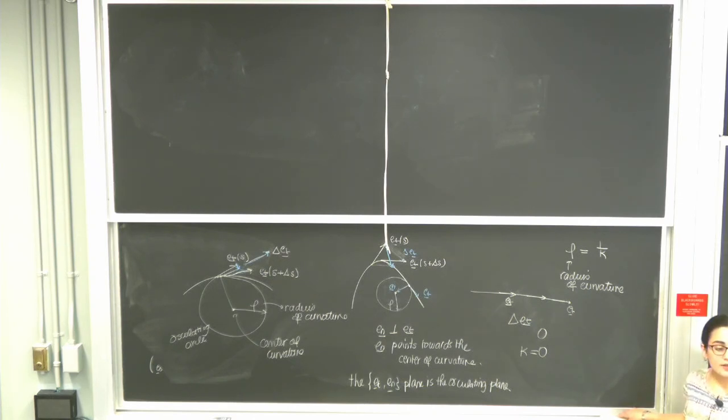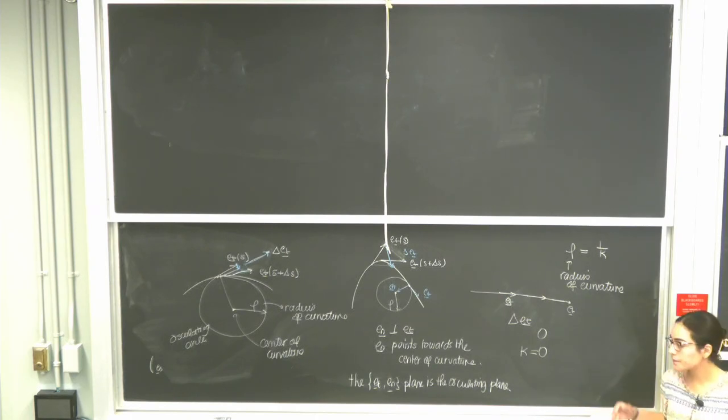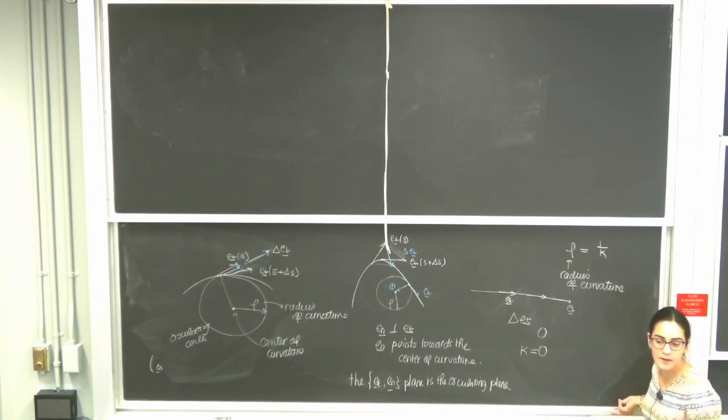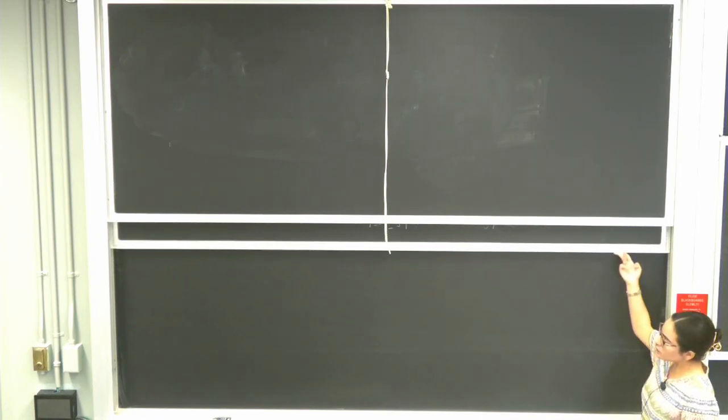And actually, there's a very nice animation that I linked to the website just before class of the osculating circle on a 3D curve. Please look at that animation. We also have an animation of the Serret-Frenet basis on different kinds of curves. So, other questions? Okay, let's do some practice.